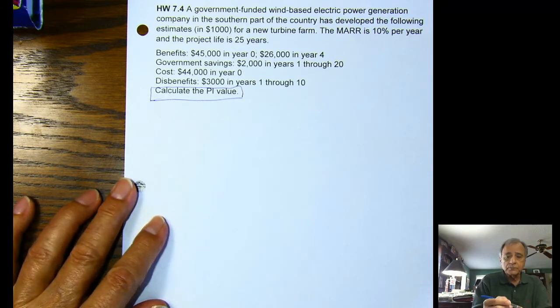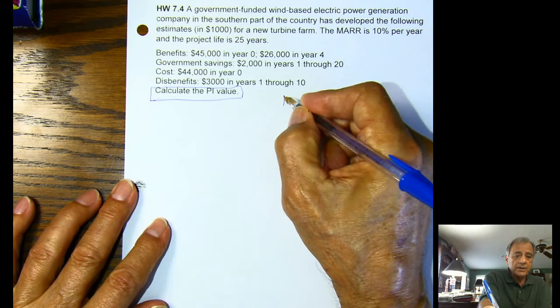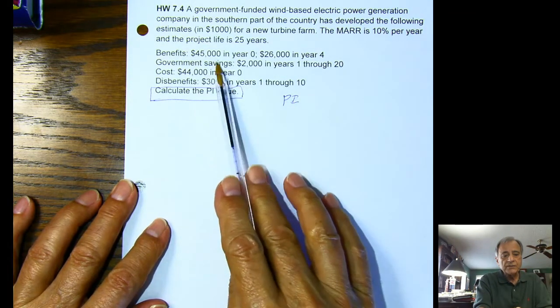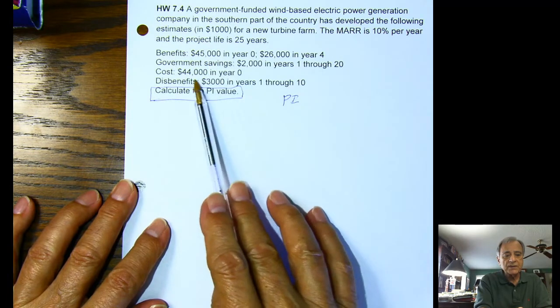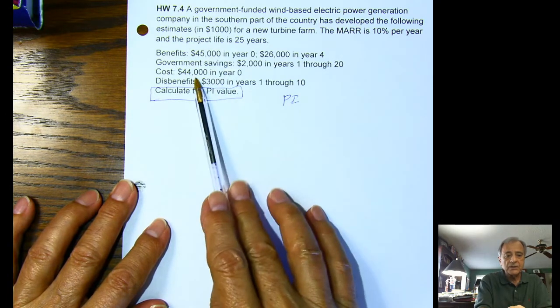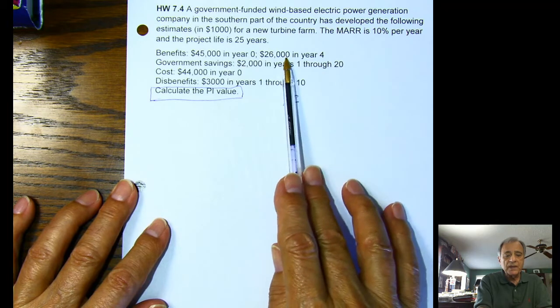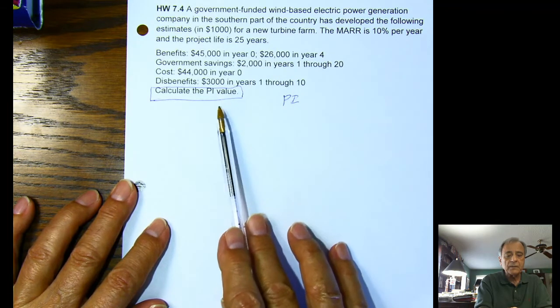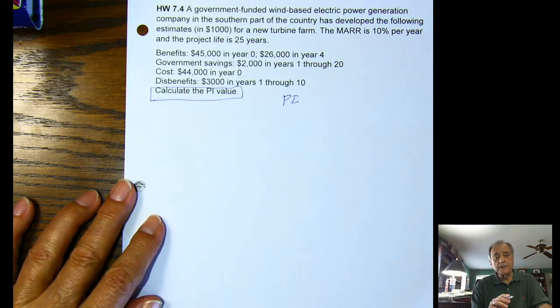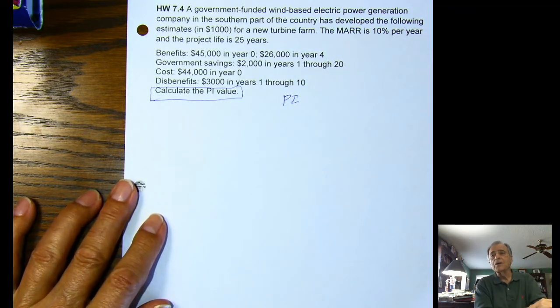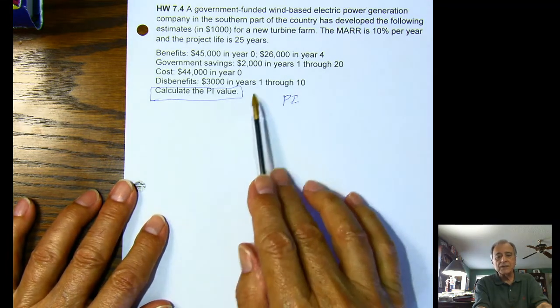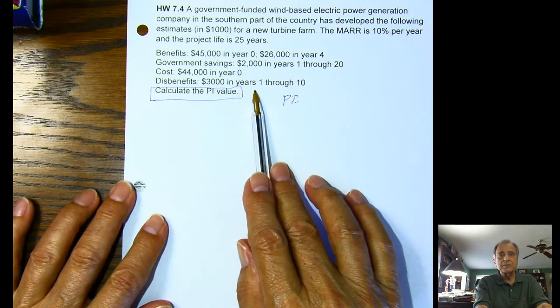So basically, PI, and since we have a single value here at the present time, this is a benefit, this is a cost at the present time, and then we have one value here, we have a series here and a series here. By the way, the disbenefits are not considered at all in a profitability index. So this $3,000 is not going to come into play.